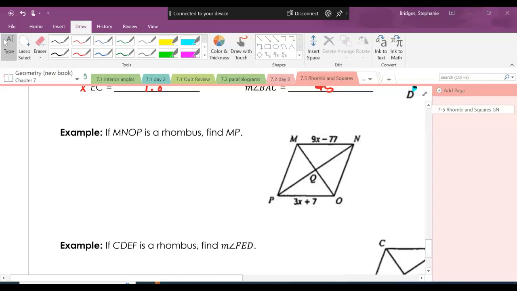What is it that we know about all four sides of a rhombus? They are all congruent. Thank you. So that means I can take this side, MN, and set it equal to the other side that I have. It doesn't necessarily have to be opposite sides, but that's what they gave us. So we can set up our equation and solve this for X. Once we have that, we can plug it back into either of my sides because all four are going to be the same. I'm going to start by subtracting my smaller 3x over to my 9x.